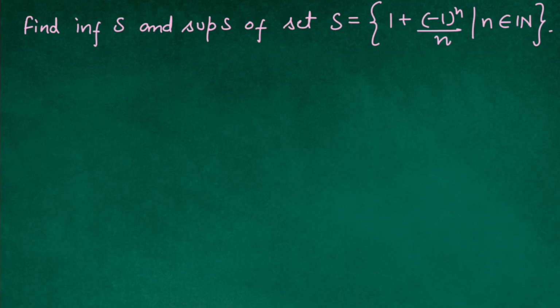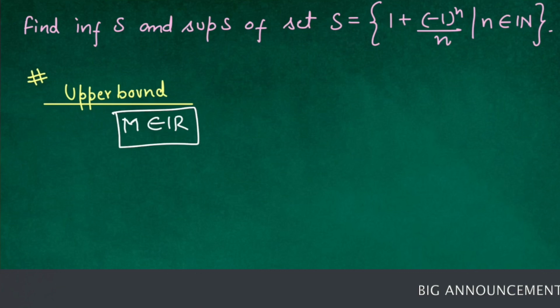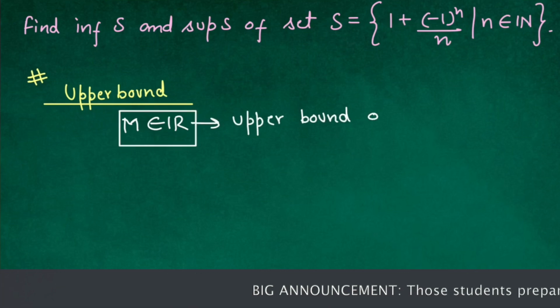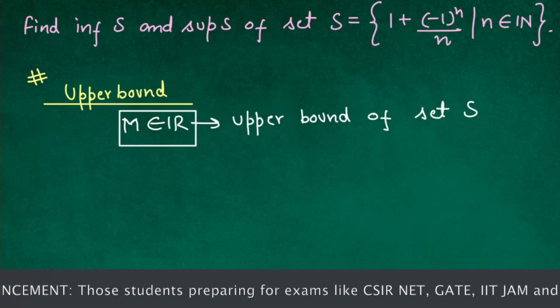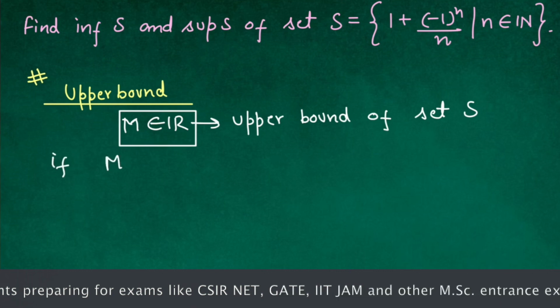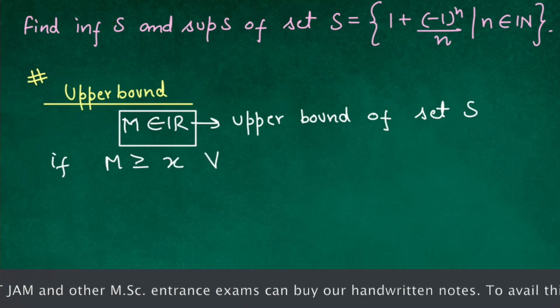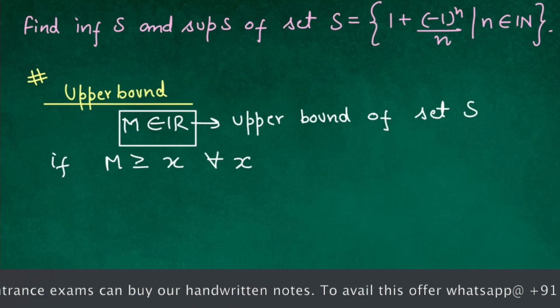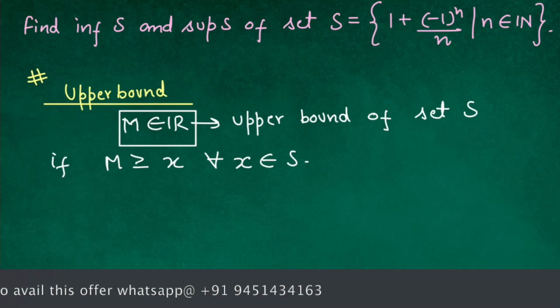So let's see what is an upper bound. Any real number m is said to be an upper bound of set S if m is greater than or equal to x for all members of S. Let us take an example.